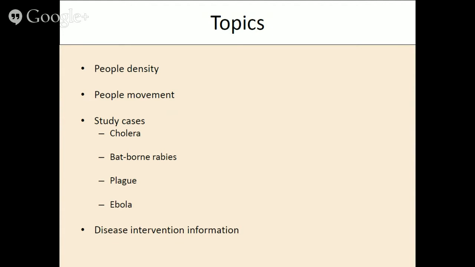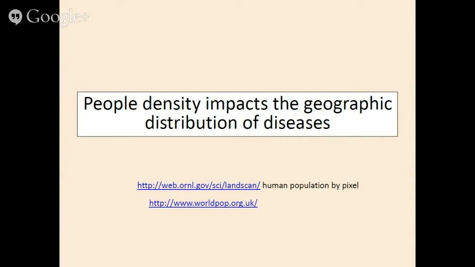We're going to talk about people density and how it affects disease spread, and people movement, and I'm going to give 4 examples. And finally, we are going to see how disease intervention information is affecting the geographic distribution of diseases in real events. So let's talk first about people density.